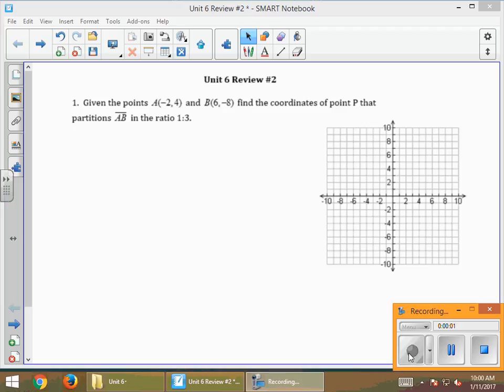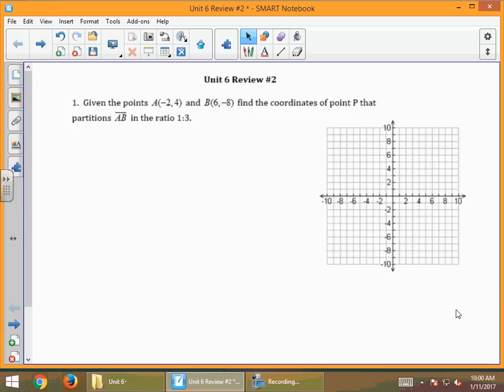Given 2 points A and B, we want to find the coordinates of point P that could partition this line in the ratio 1 to 3. So just like all these other problems, go ahead and plot these points: A at (-2, 4) and B at (6, -8).